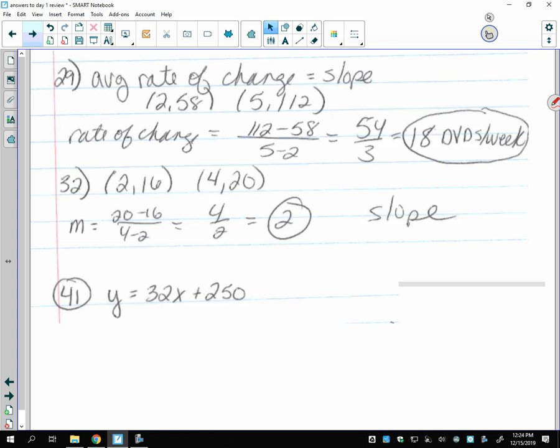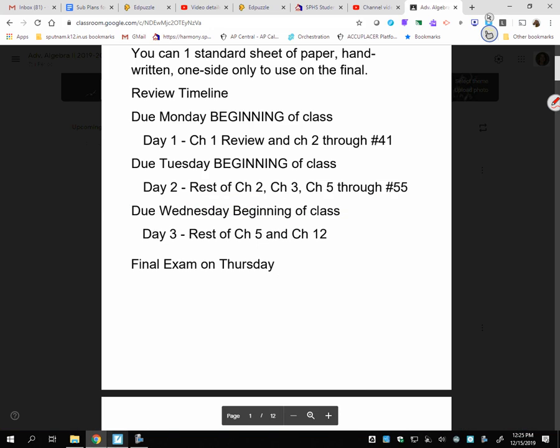And number 41 asked you to write an equation given a problem. And I think it was like buying a puppy. A puppy cost $250, and then the cost of food was an average of $32 per week. So that's your slope, right? y equals mx plus b. So the rate of what you're spending each week goes in for the slope, and then the amount that you start with is $250, so that's your y-intercept. And then that's all you had to do for today.